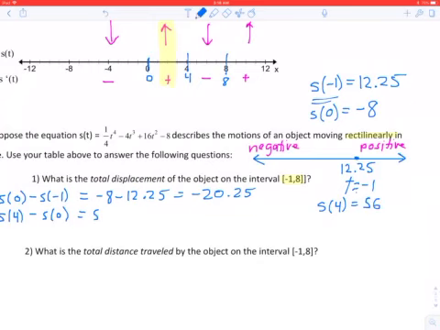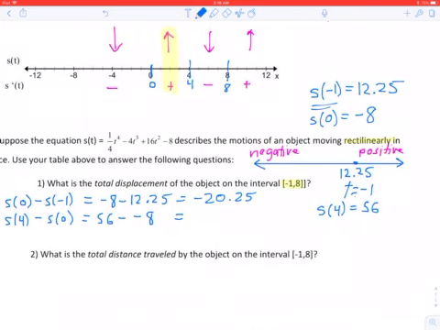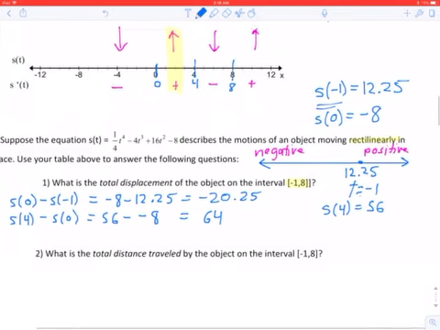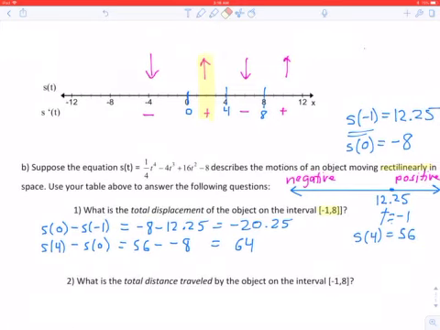So that means we go from a position of -8 to 56. And so if I do final minus initial position, we get a displacement of 64. Finally, we now move backward again for another 4 seconds.